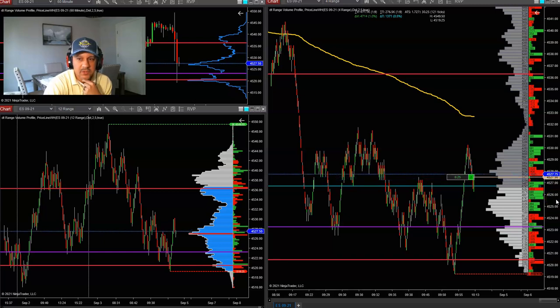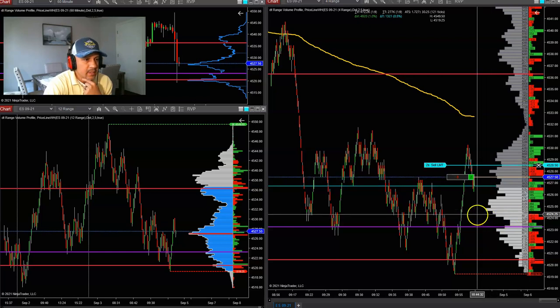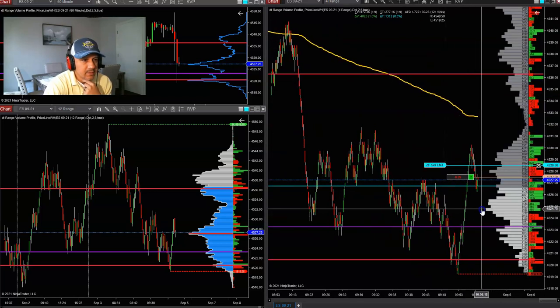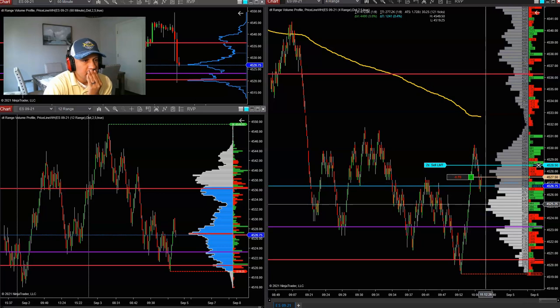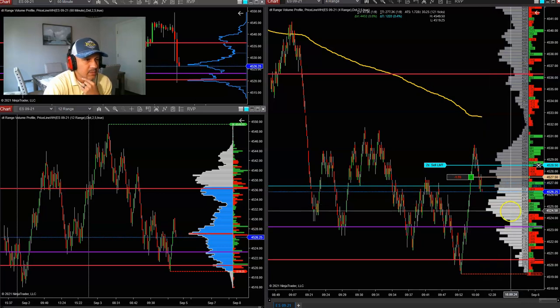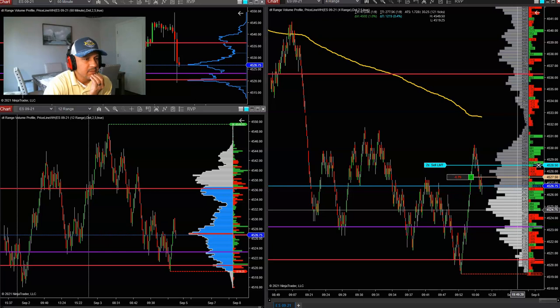I'm going to take a quick little trade here. Okay. And you may say, well, what is he doing? I'm taking a quick little trade, just to scalp for a few ticks here. Price can push lower, for sure. I should have waited here.